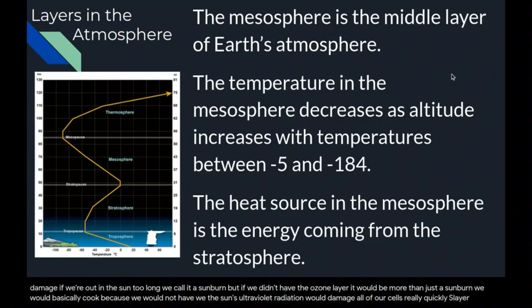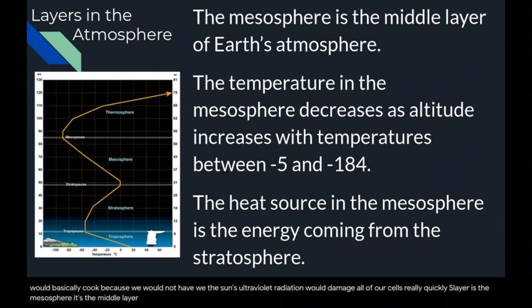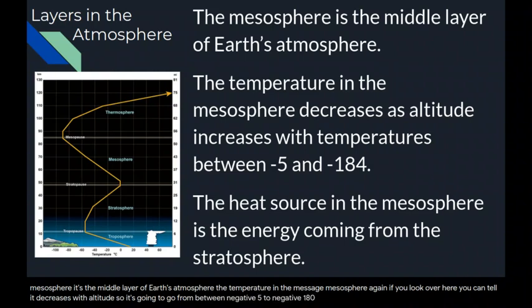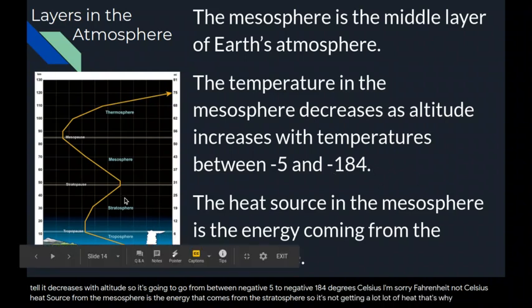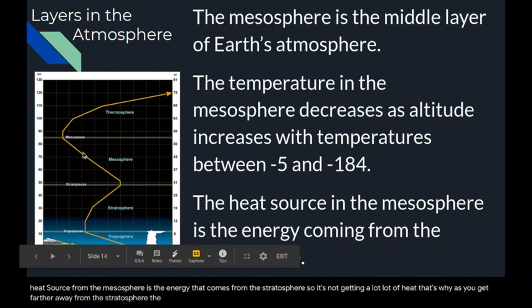The next layer is the mesosphere. It's the middle layer of Earth's atmosphere. The temperature in the mesosphere, again, if you look over here, you can tell it decreases with altitude. So it's going to go from between -5 to -184 degrees Fahrenheit, not Celsius. The heat source for the mesosphere is the energy that comes from the stratosphere, so it's not getting a lot of heat. That's why as you get farther away from the stratosphere, the temperature is going to go down.